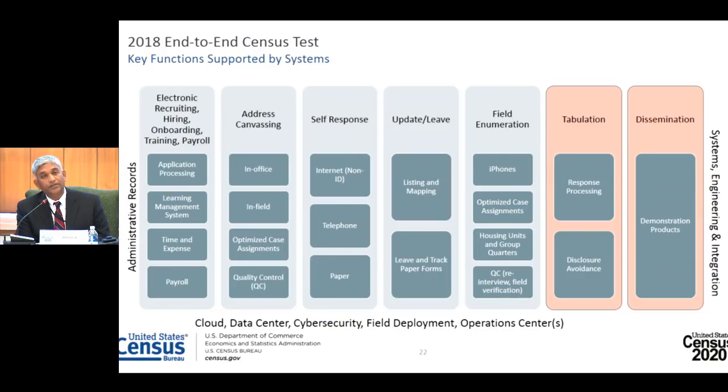We deployed 42 of 44 systems in support of operations so far. The tabulation and dissemination systems are the 2 remaining. We made a lot of progress with respect to development and deployment of systems in support of the 18 tests, and we also learned valuable lessons. Let us now go over some of those key lessons.